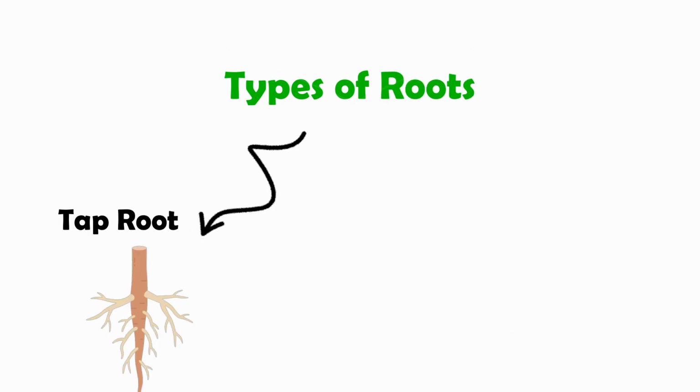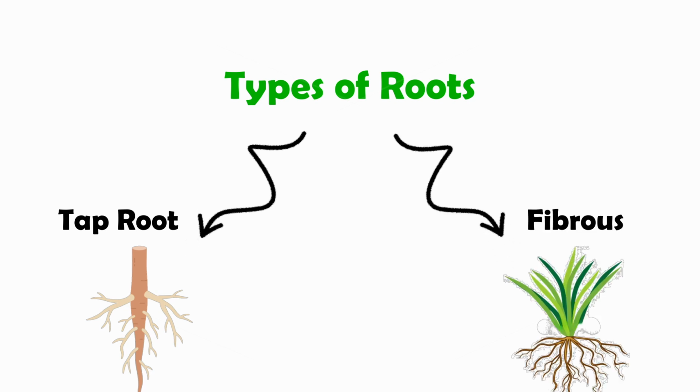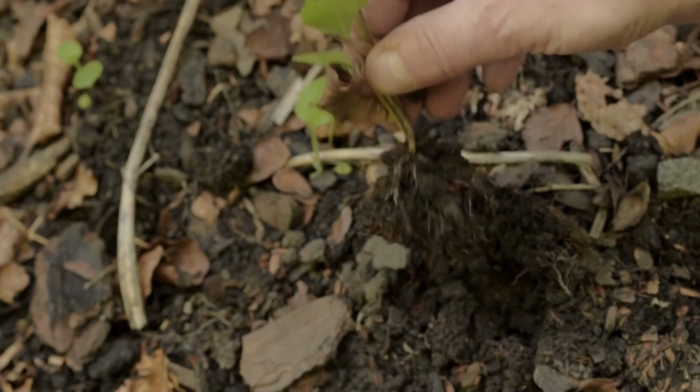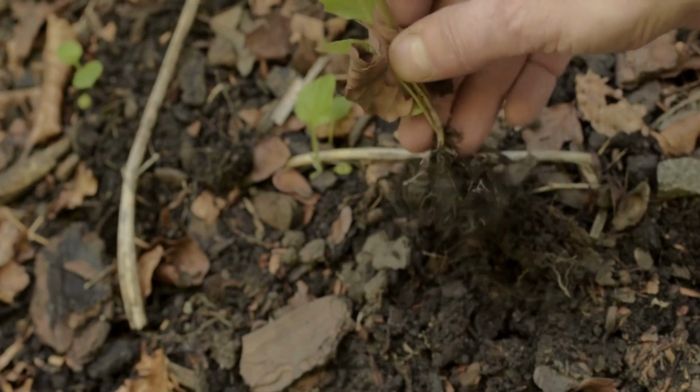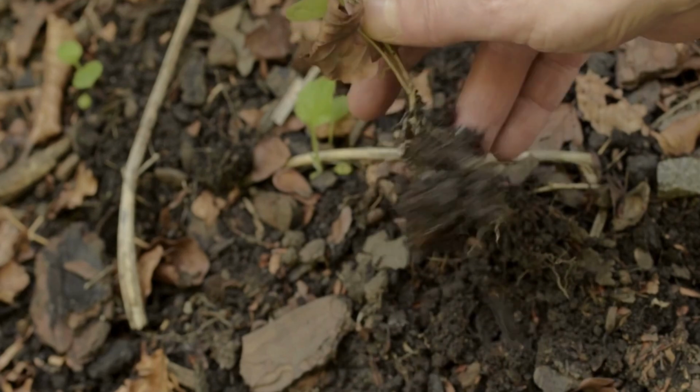There are two important types of root systems. The taproot system has one main root with smaller side branches, such as in carrots and beans. The fibrous root system consists of many thin roots spread near the soil surface, such as in grass and wheat. Healthy roots are essential for plant stability, hydration, and nutrient uptake.